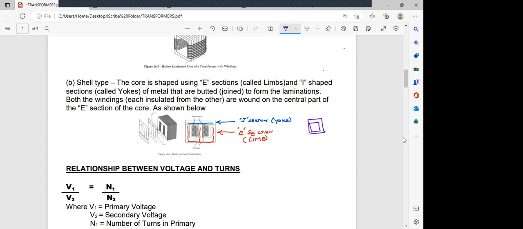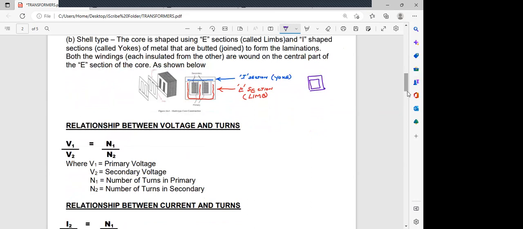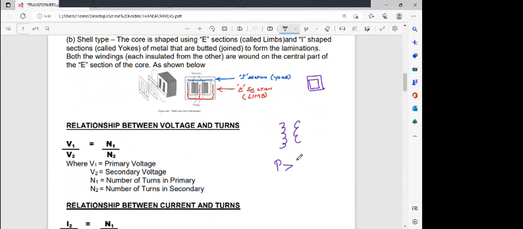So what is the relationship between the number of turns and the voltage? Remember, we spoke about step up and step down. If the number of turns in your primary is greater than your secondary, then it becomes a step down transformer. If your primary windings are less than that of your secondary, in other words, your secondary windings are greater than that of your primary, it becomes a step-up transformer.